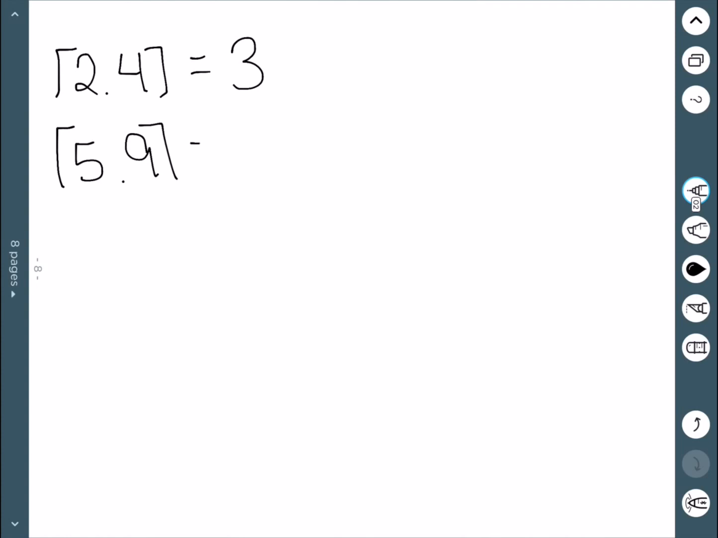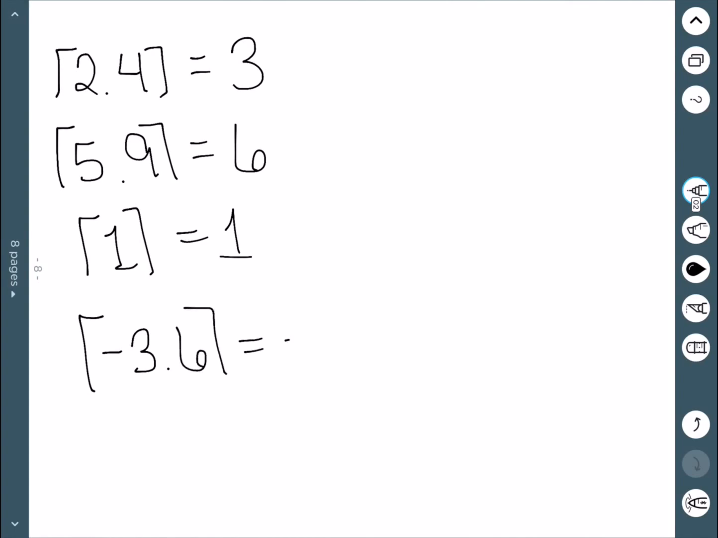The ceiling function of 5.9 would be 6. The ceiling function of a whole number is still just that whole number. And the ceiling function of -3.6 would be -3.